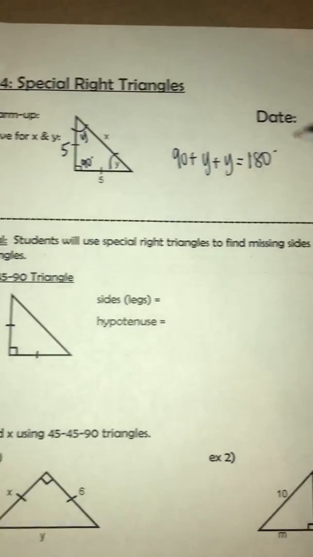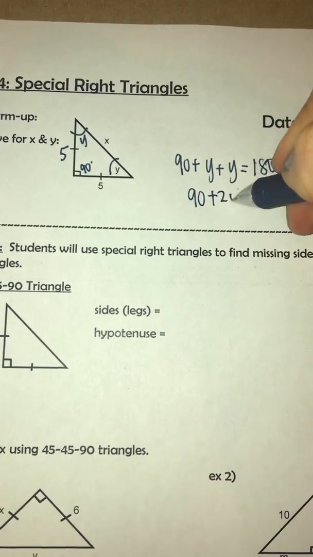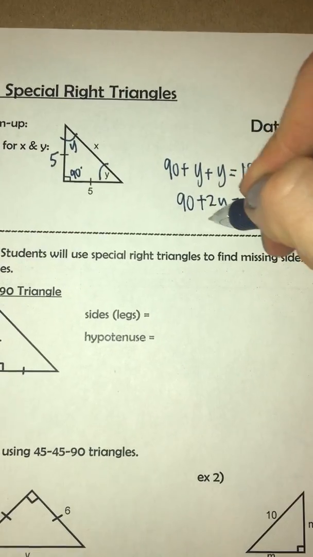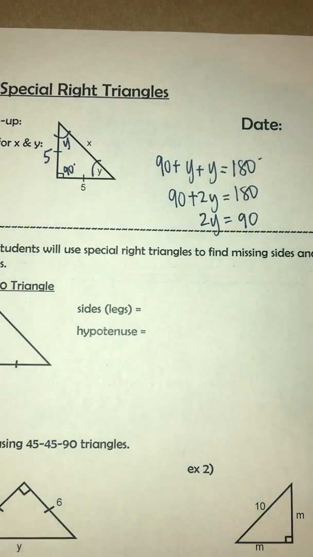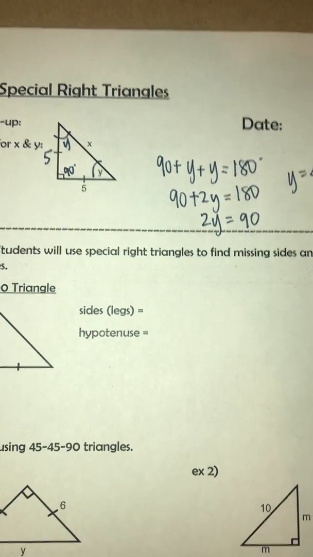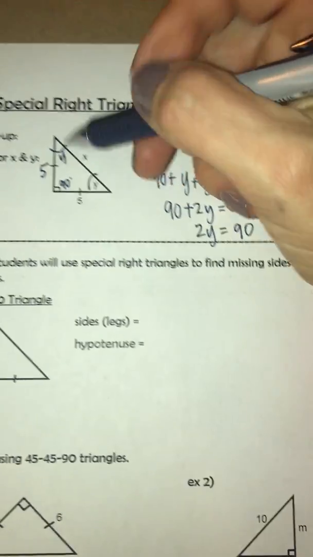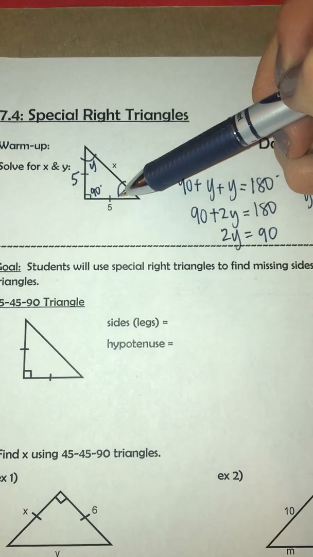Now, some of you already are saying I know what it is because it's a pretty straightforward problem, but if you're struggling, let's talk about it here. I'm going to move the 90 over. So 2y equals 90. And again, pause as needed. So y ends up being 45 degrees. So each of these little angles is a 45-degree angle. So this is actually called a 45, 45, 90, which we'll talk about a little bit later here.